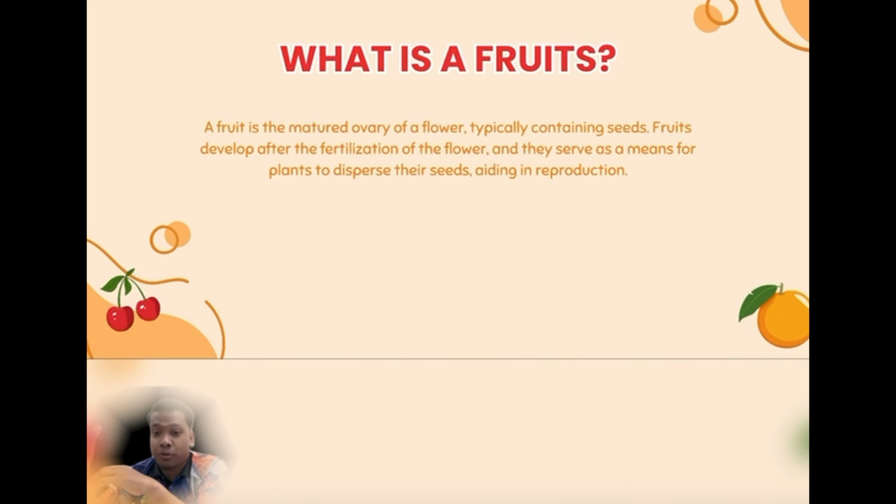First, what is a fruit? A fruit is the matured or ripened ovary of a flower.